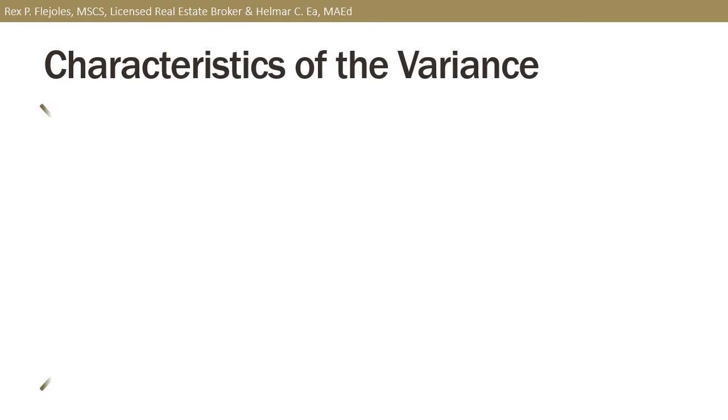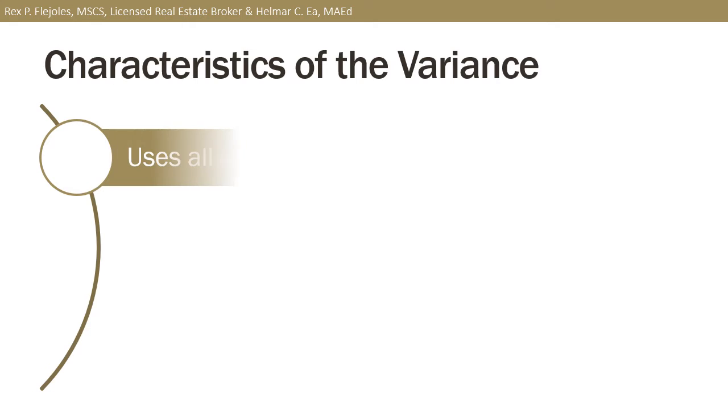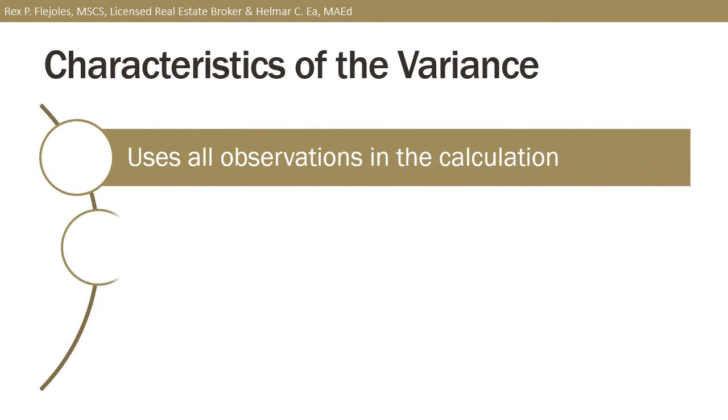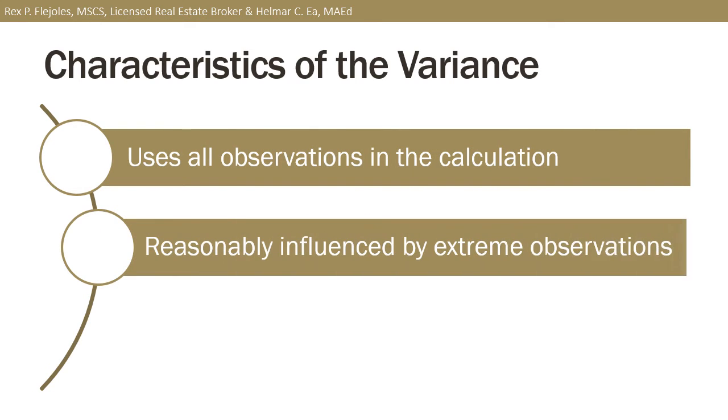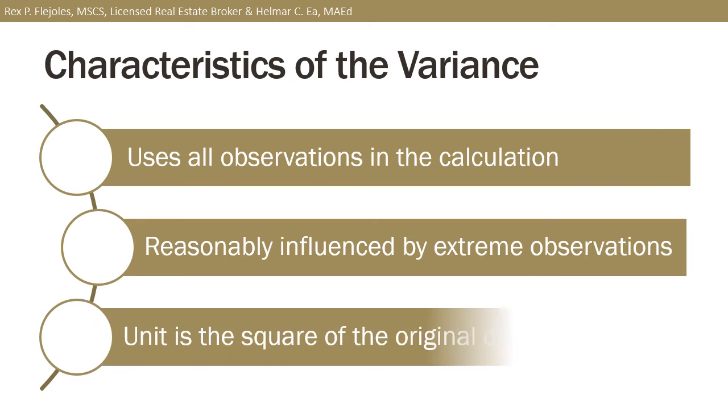In calculating variance, all observations are used. It is greatly influenced by extreme observations. Its unit of measurement is the square unit of the original data.